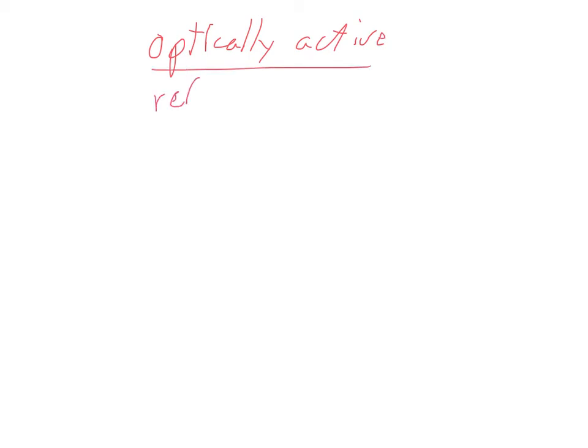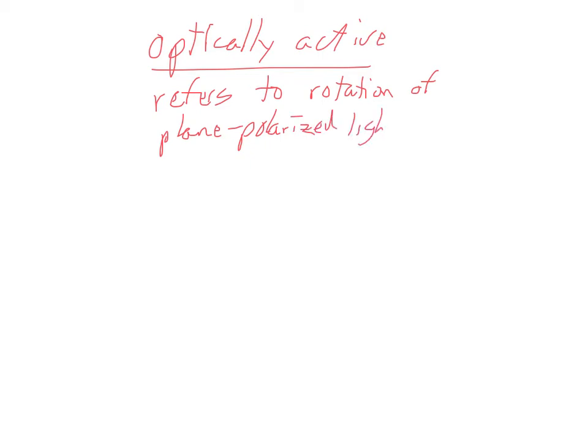Okay, so the term optically active refers to rotation of plane polarized light. So what rotates plane polarized light? Chiral molecules do. So chiral molecules are optically active.